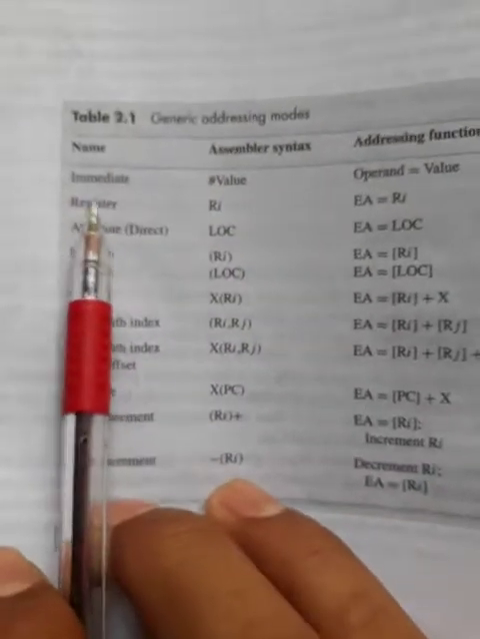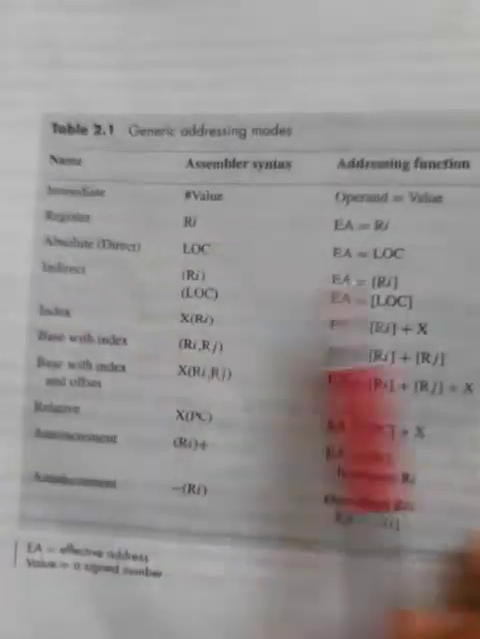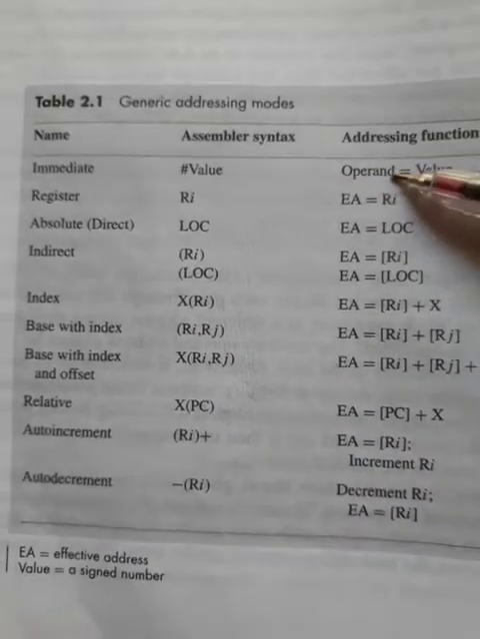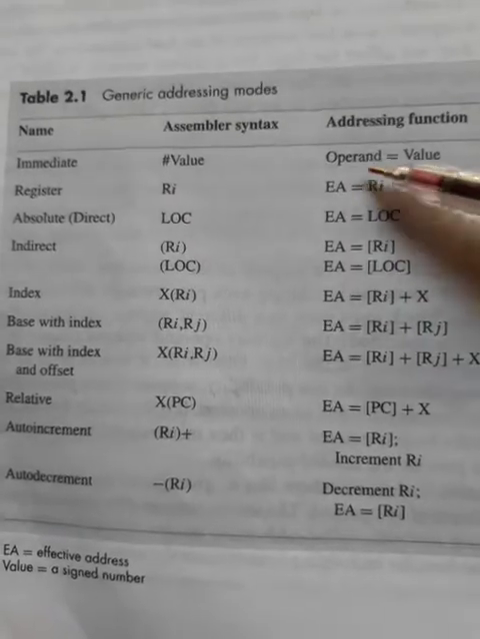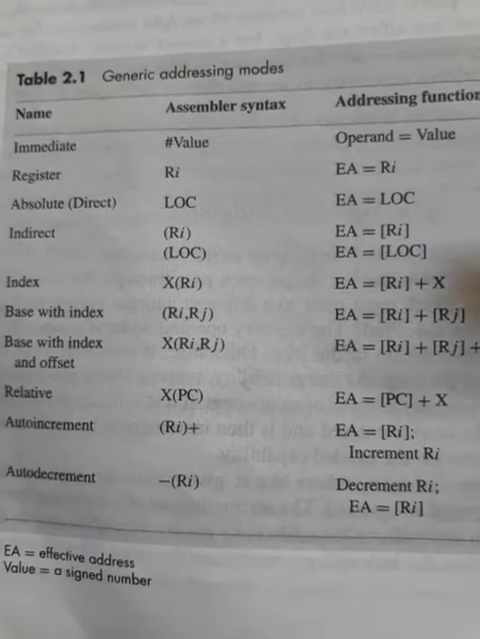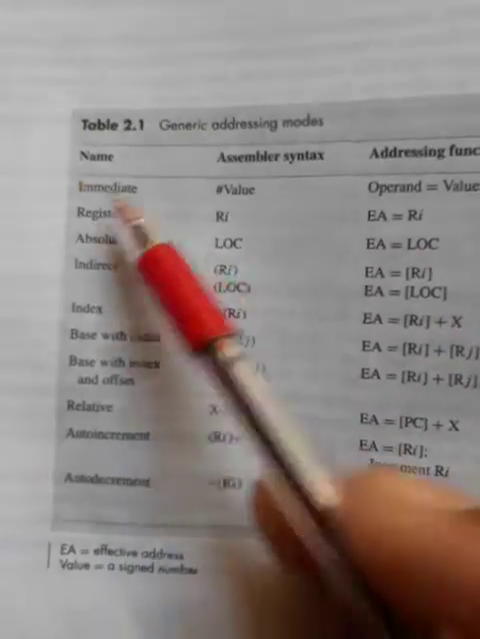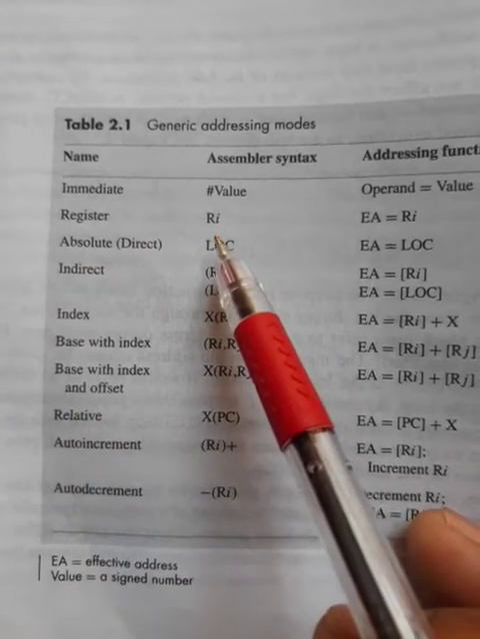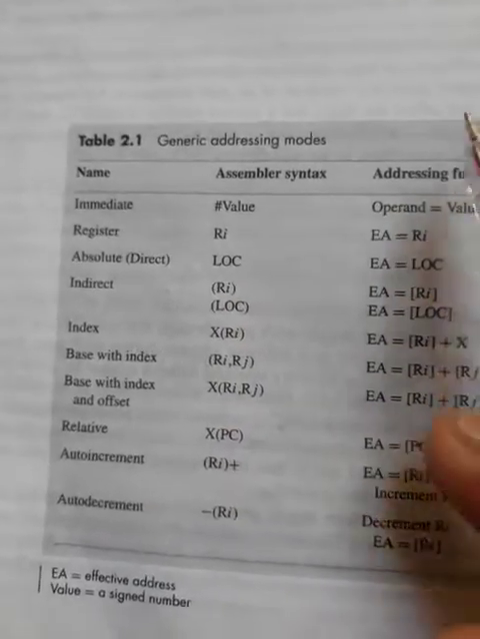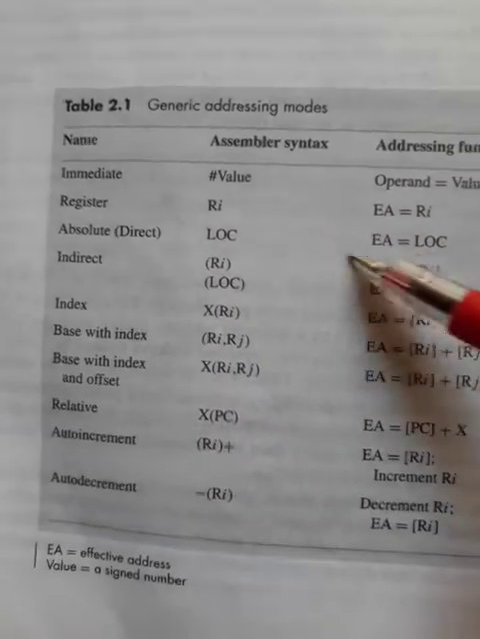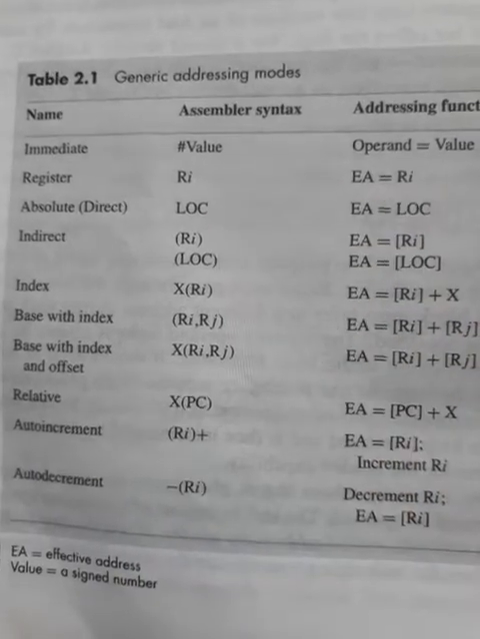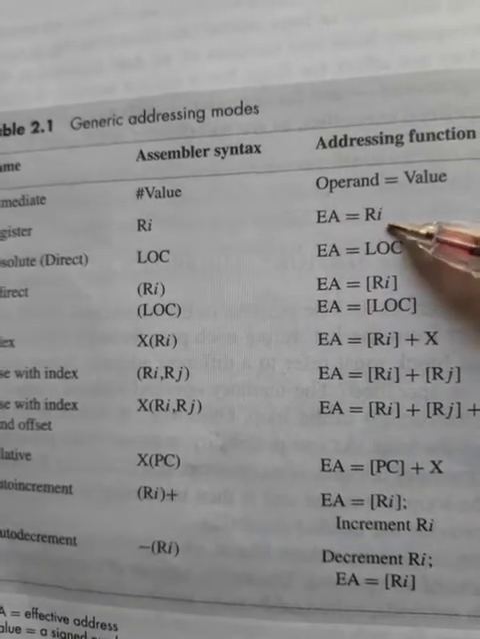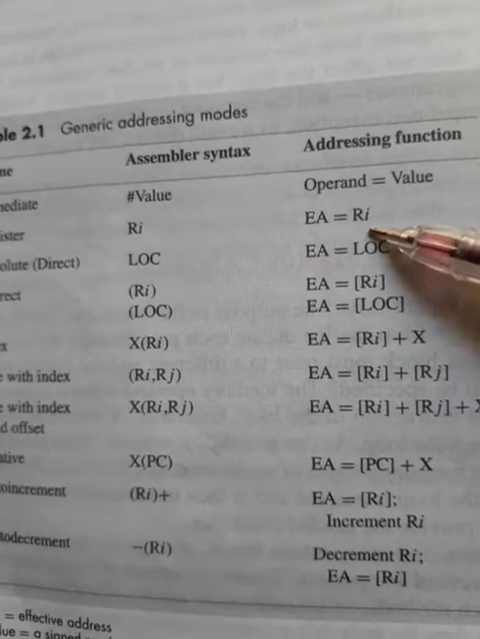First one is immediate addressing mode. Here we can directly access the value: operand is equal to value, where value is a signed number. The second one is register. Registers are like R0, R1, R2, Ri. The syntax is Ri, and EA equals Ri. Here EA is the effective address. So the effective address is directly the register.